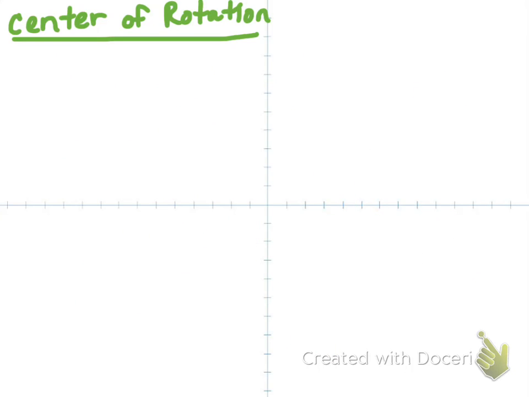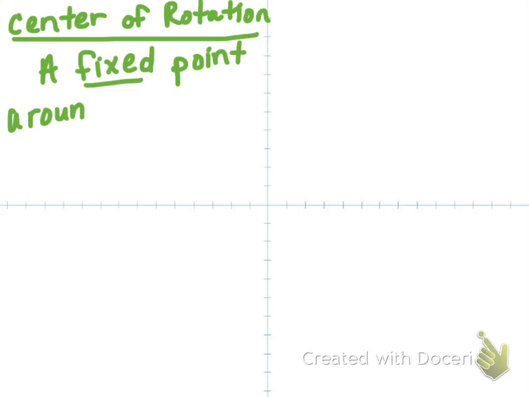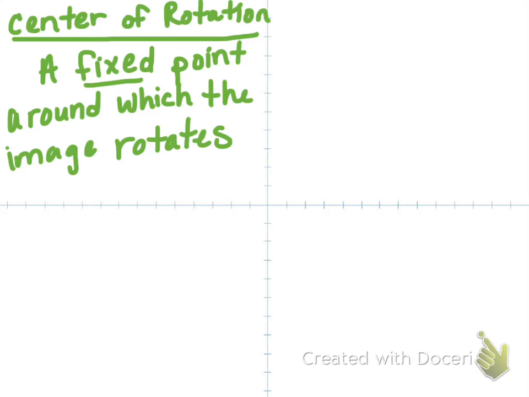So here's a couple other vocabulary words. These are not on your notes yet. You need to go ahead and put these in. First one is center of rotation. The center of rotation is the fixed point, fixed meaning it does not move, around which the image rotates. Usually, actually always in the rotations that you're going to be doing, the center of rotation is the origin. So that means that 0, 0 is where everything's going to be rotating around every time.